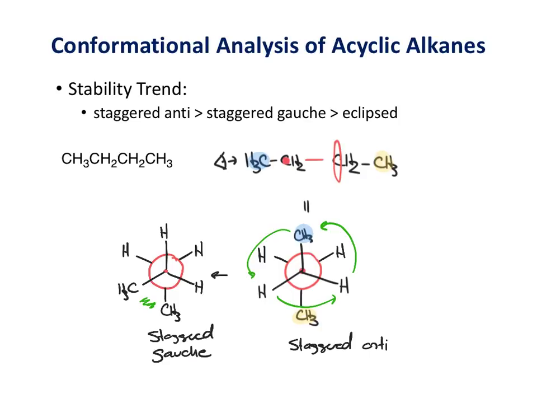And then let's just say I move this front carbon around such that the methyl groups are in front of one another, the hydrogens are also in front of one another. Okay, it'll look something like this, and this is an eclipsed conformation.